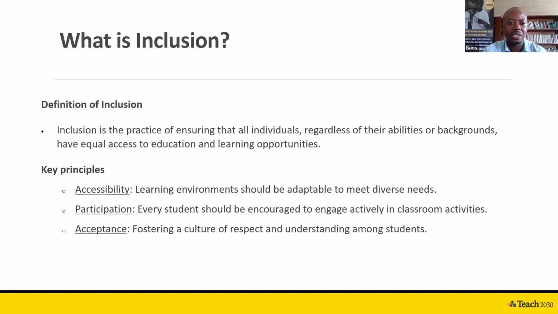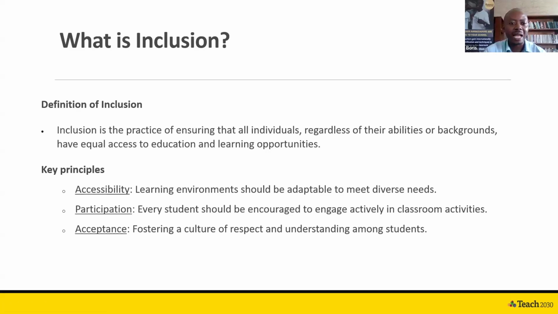To ensure inclusion in the classroom, we have to take note of these 3 key principles. The first one is accessibility, the second is participation, and the third is acceptance. We could have other principles, but these are the key principles. When we talk about accessibility, we're looking at the environment. We should adapt it in a way that meets all the needs of learners. Looking even at the structure of the school, is the school accessible? That's the first part of making learning inclusive.